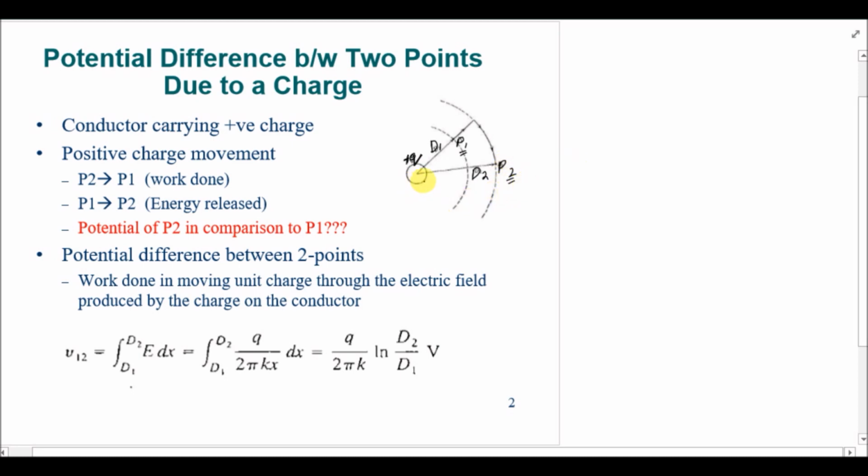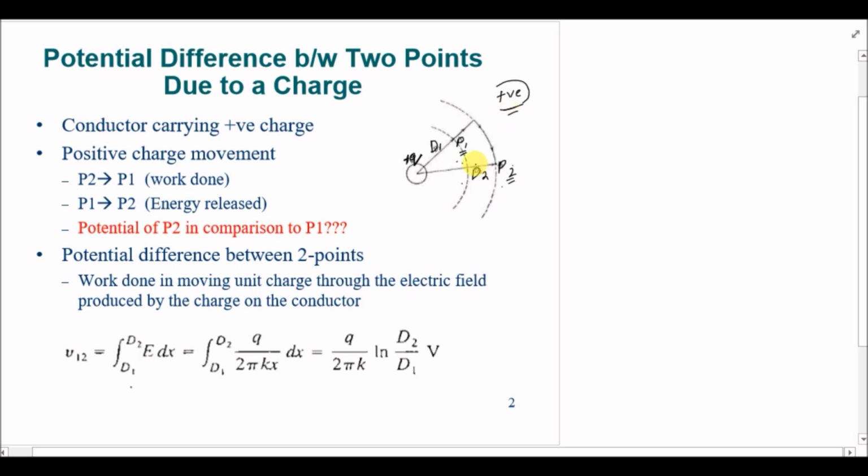So if we assume that we have another positive charge and we have to bring it towards the conductor or the positive q charge, then we have to do some work in moving the charge from p2 to p1. And now if we have to move this positive charge away from the conductor, or move this charge from p1 to p2, then we have to actually release the energy. That plus q charge will be releasing some sort of energy.